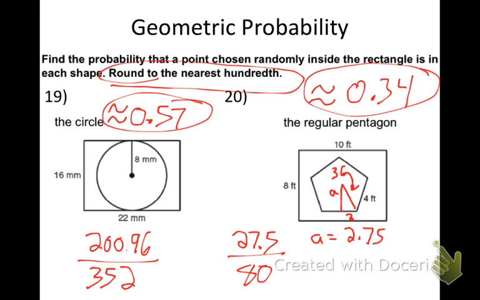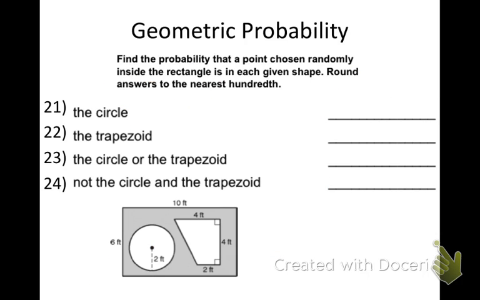Same idea now. Try numbers 21, 22, 23, and 24. Notice, the first one says find the probability of hitting the circle. The second one, find the probability of hitting the trapezoid. The third one is now circle or trapezoid. And then the fourth one is not the circle or the trapezoid. Don't try and do them 4 different times. Use the problems from the previous ones to actually answer these. It cuts it down quite a bit. So take a couple seconds and try these.